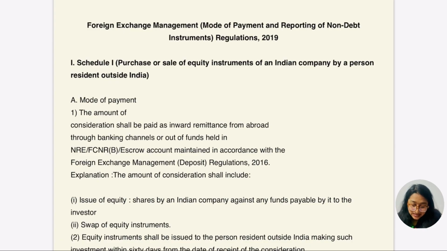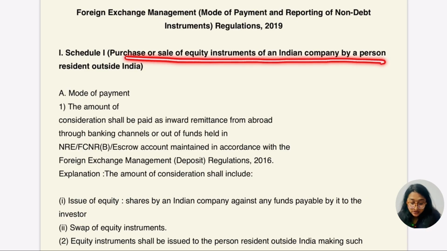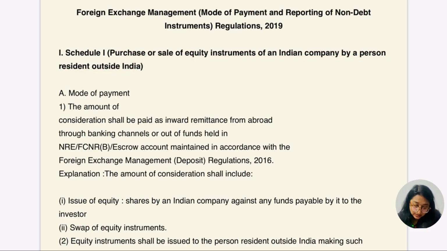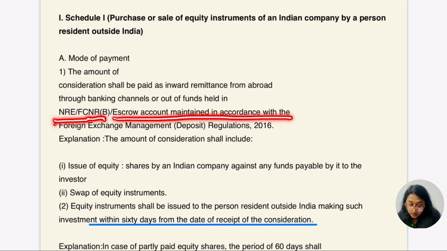Okay, so foreign exchange management, these are the modes of payment and reporting of non-debt instrument regulation 2019. As per Schedule First, purchase or sale of equity instrument of an Indian company by a person resident outside India. This is about Schedule First. Mode of payment is going to be: the amount of consideration shall be paid as inward remittance from abroad through the banking channel or out of funds held in NRE, FCNR, escrow account maintained in accordance with the foreign exchange management.